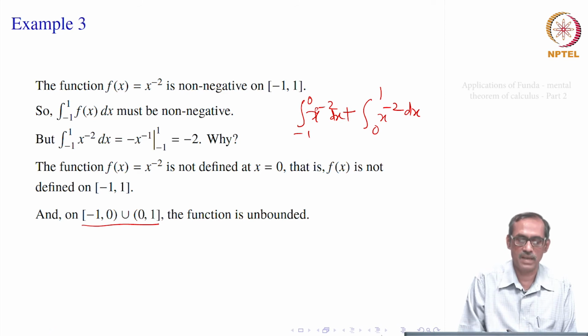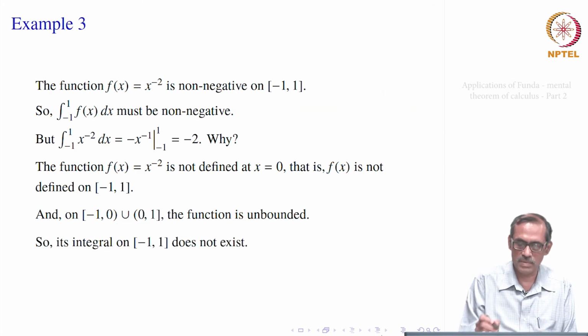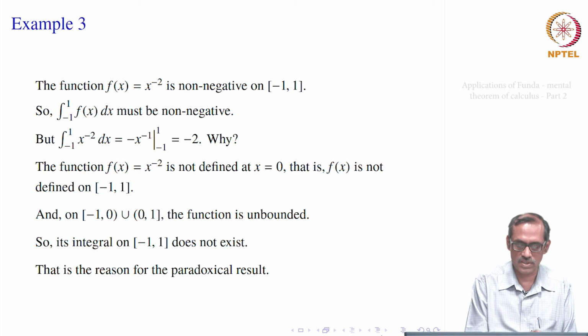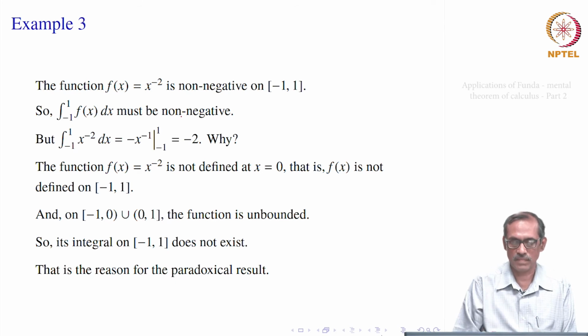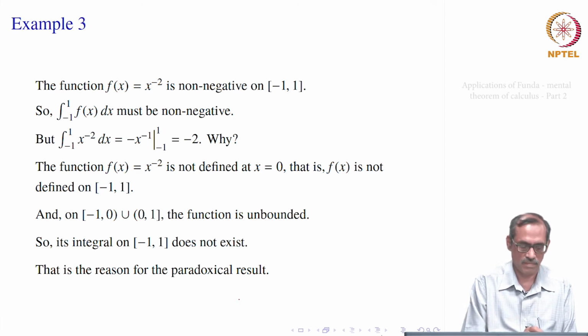Since it is unbounded, it might become infinity or minus infinity or whatever. There is no minus because it is non-negative, so it will become infinity. That means its integral does not exist. If it is unbounded, we have defined integrals only for bounded functions. So since the integrand is unbounded, this integral does not exist, and that is the reason for this paradoxical result. You can manipulate in many ways to get a different result also, because the integral does not exist.